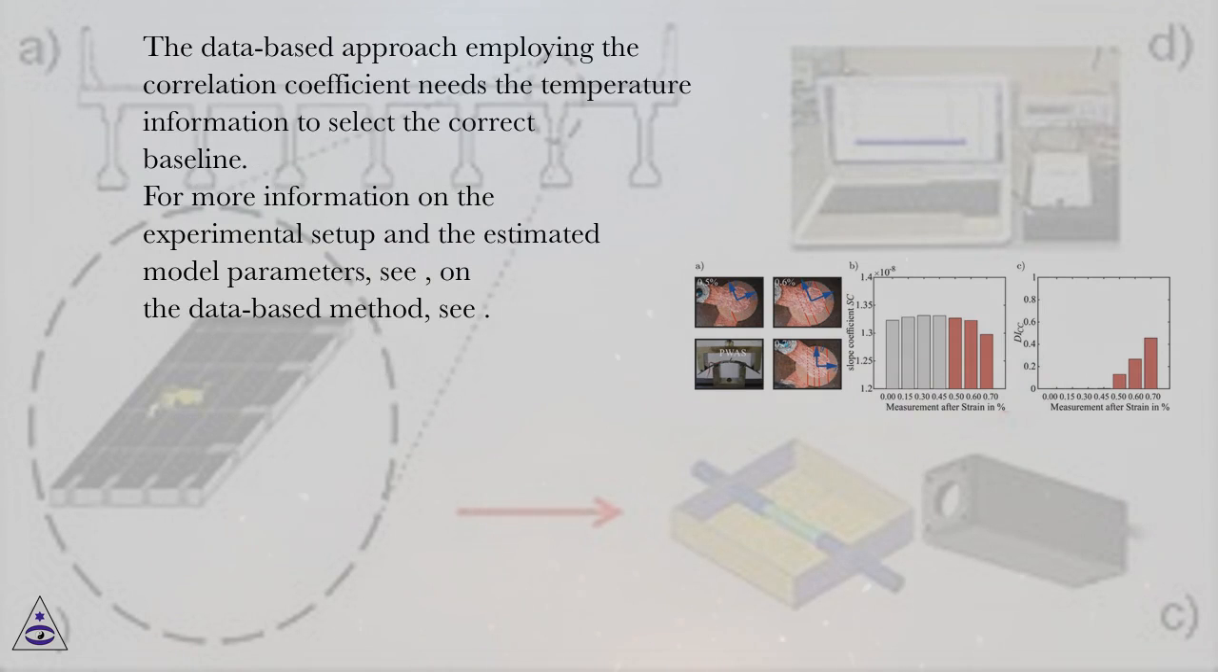The data-based approach employing the correlation coefficient needs the temperature information to select the correct baseline. For more information on the experimental setup and the estimated model parameters, see, on the data-based method, see.